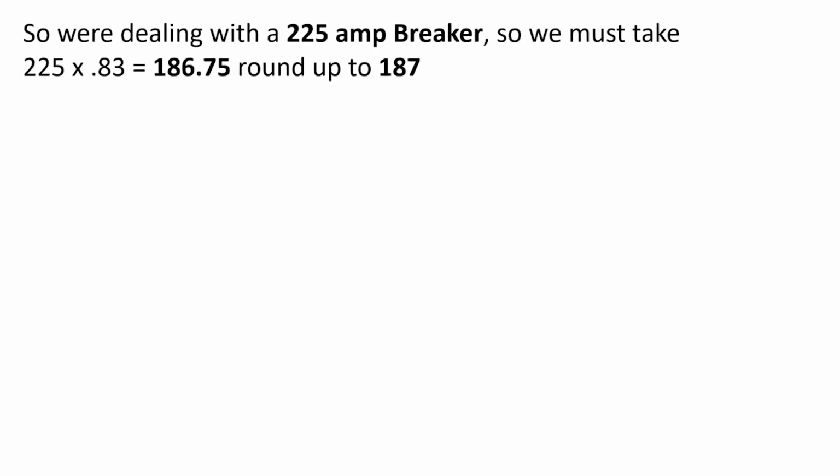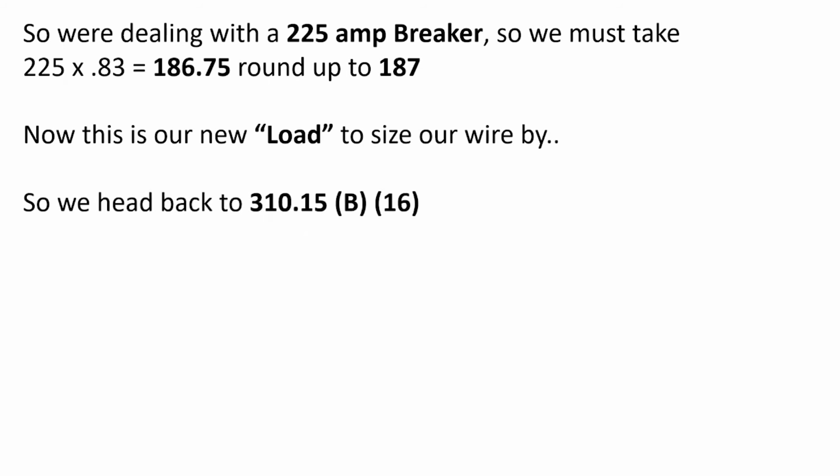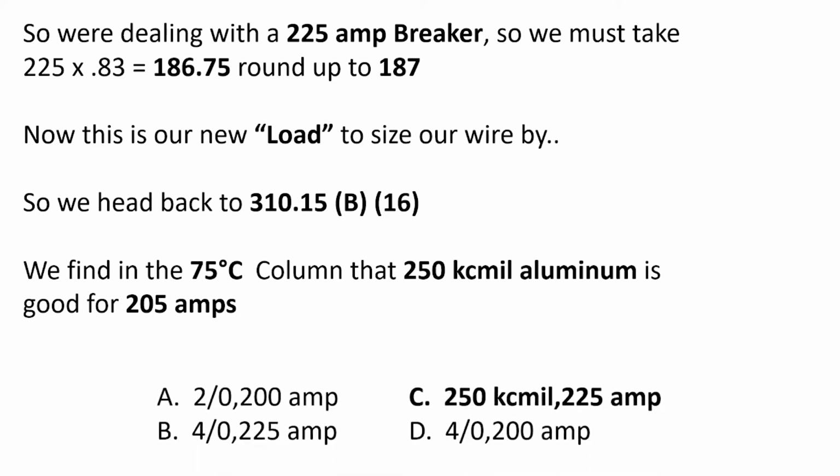So we're dealing with a 225 amp breaker, so we must take 225 and multiply it by 0.83. That's going to give us 186.75. We'll round up to 187. Now this is our new load that we size our wire by. So we head back to 310.15(B)(16). We find that in the 75 degree column, 250 kcmil aluminum is good for 205 amps. So we select 250 kcmil on a 225 amp breaker.